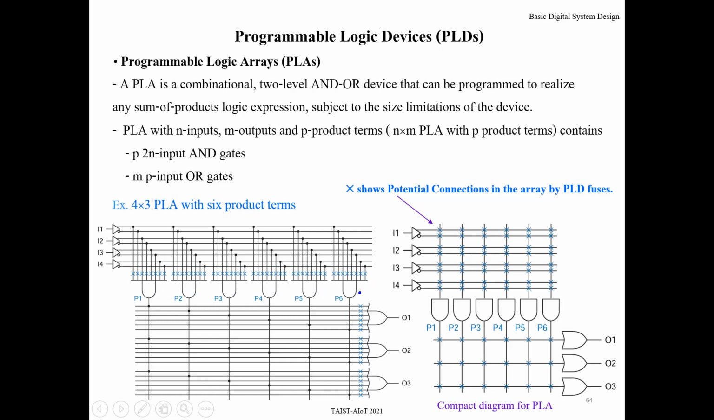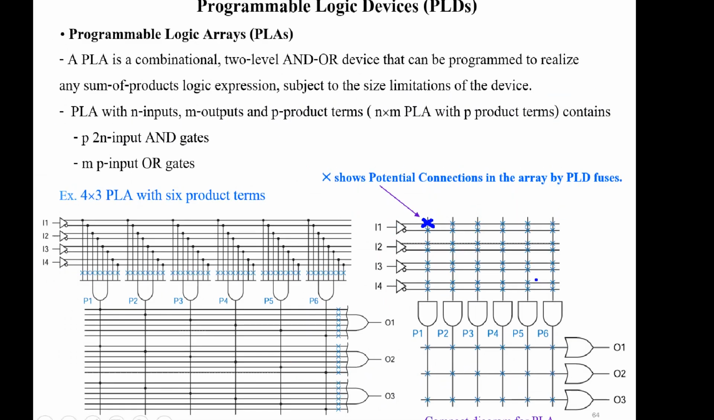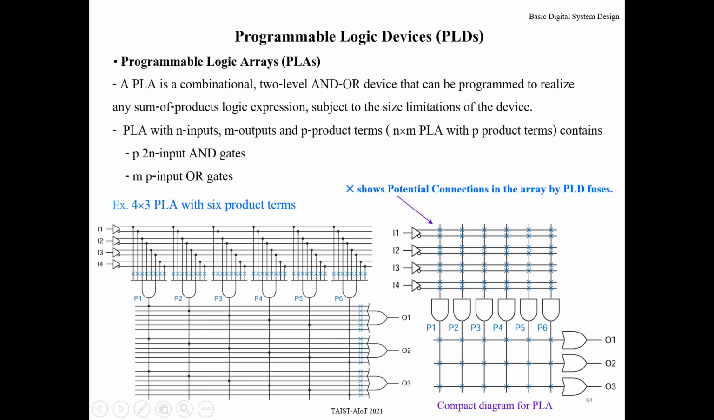Now for convenience, I draw the diagram in compact form, namely this one. If you want to connect, this mark shows that this point and this point are connected together, at the same voltage or same potential. If you remove it, that means they are separate.